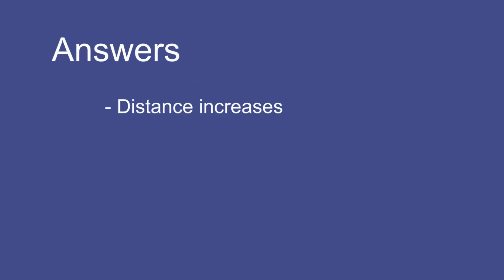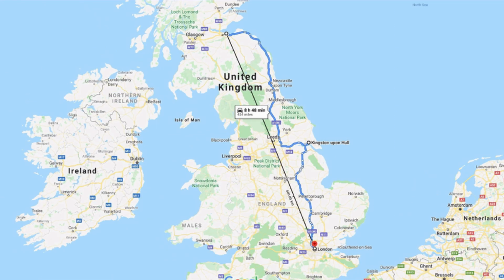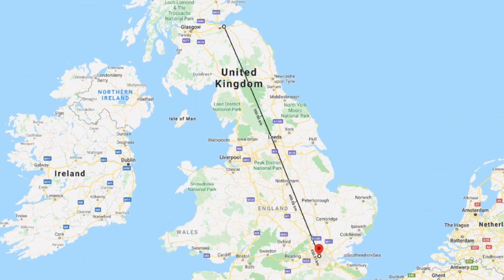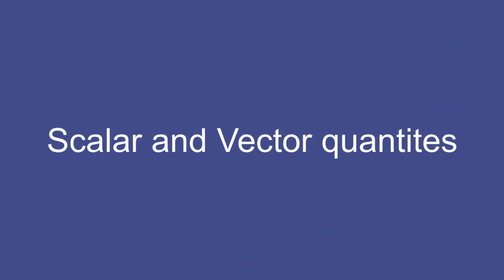The total distance increases, but the displacement remains the same. Distance is the length of the route traveled, and taking this detour makes the actual distance driven longer compared to the original route. The displacement is a straight line route from London to Edinburgh, which remains the same, no matter which route you take.